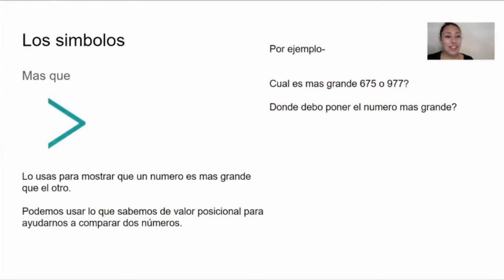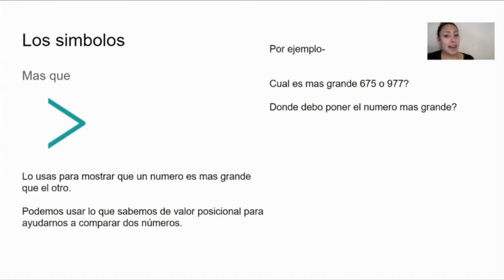Empezando con los símbolos. El primer símbolo que vamos a usar representa más que y se mira así. Lo usas para mostrar que un número es más grande que el otro. Podemos usar lo que sabemos de valor posicional para ayudarnos a comparar dos números usando este símbolo. Por ejemplo, ¿cuál es más grande? ¿675 o 977? ¿Dónde debo poner el número más grande usando este símbolo? ¿En qué lado? ¿Izquierda o derecha?